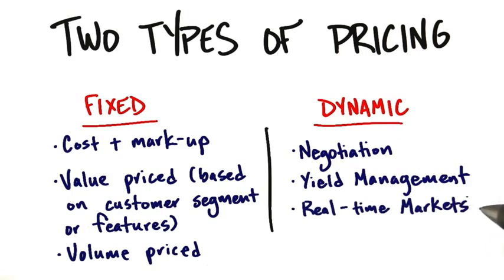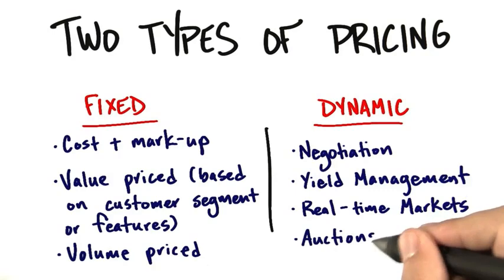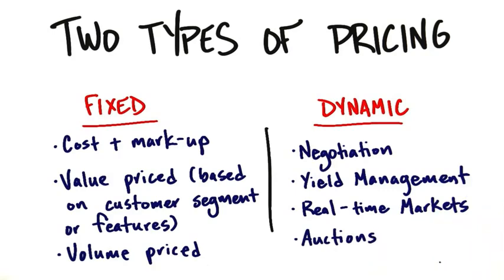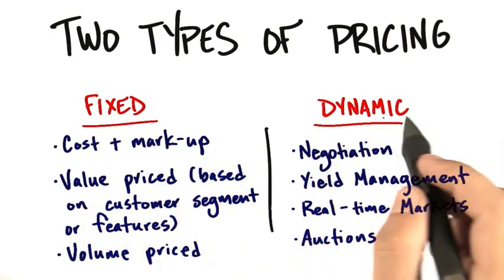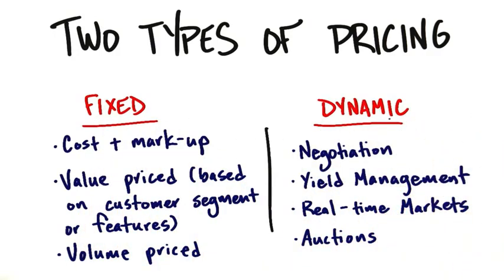Another type of dynamic pricing is real-time markets. The stock market is a real-time market. And then auctions like eBay are another example of dynamic pricing. So again, two types of pricing models, fixed and dynamic. How do you know which one to use? You've been out talking to customers. How do they currently buy? And what's the revenue stream that's associated with these kinds of pricing tactics?